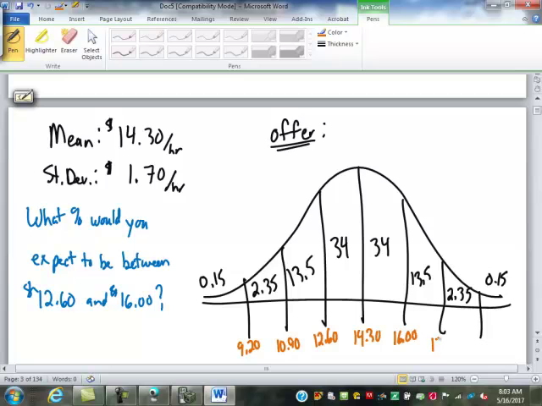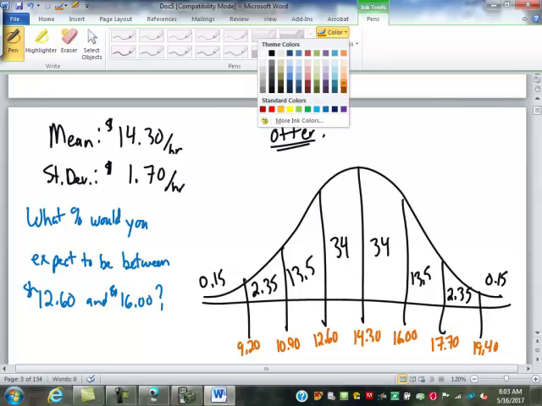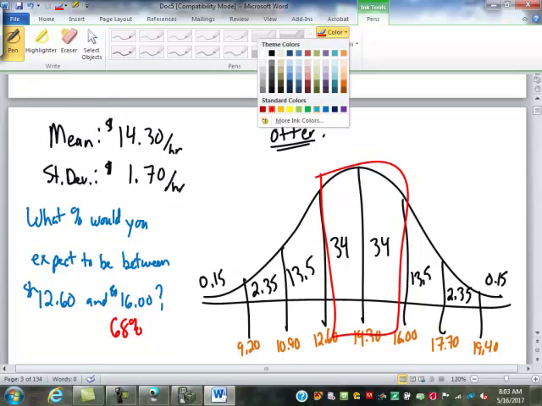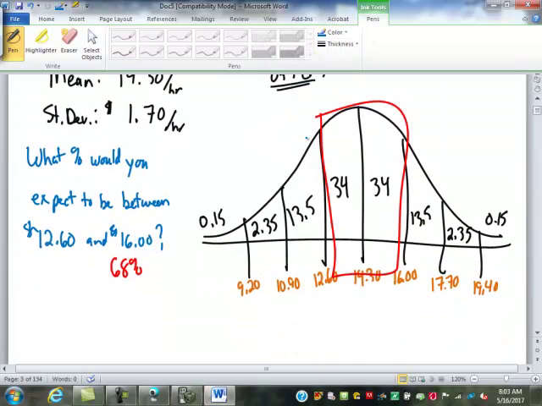Here, 16, then 1770 and 1940. So you have 1260 and 16 is right there. I add those up. That is 68%. You had the 34 and the 34, because they're between the 1260 and the 16.